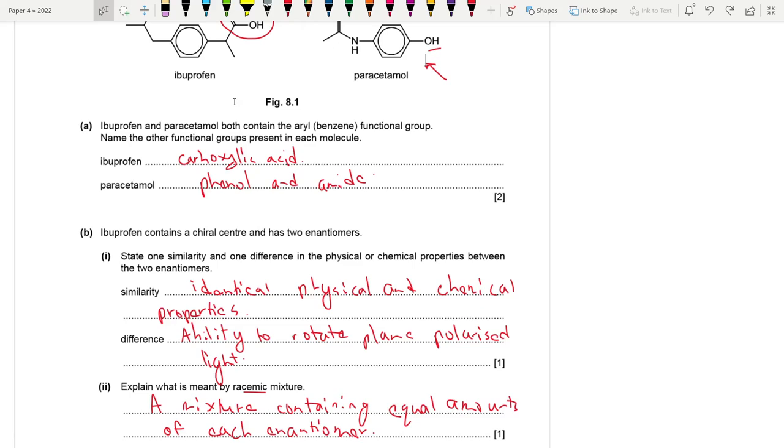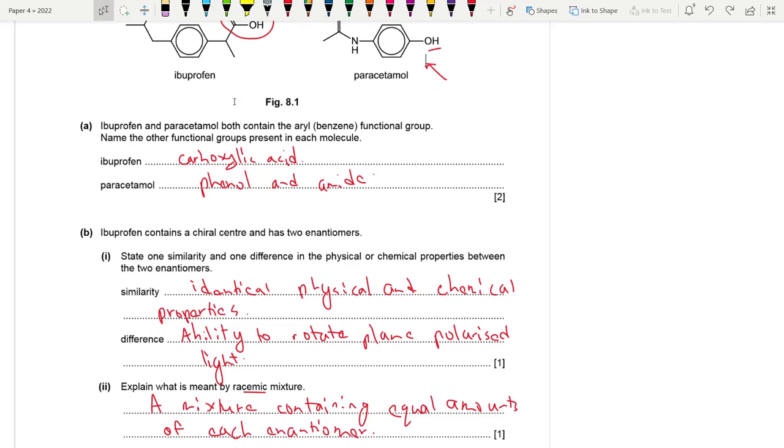Explain what is meant by a racemic mixture. So a racemic mixture is a mixture containing equal amounts of each enantiomer. For each chiral carbon we have 2 optical isomers, right? If we have equal amounts, that means equal moles of each enantiomer in the mixture. Typically, if we had only one of them, plane polarized light would rotate either clockwise or anti-clockwise. But if we have equal amounts of both of them in the mixture, what will happen?